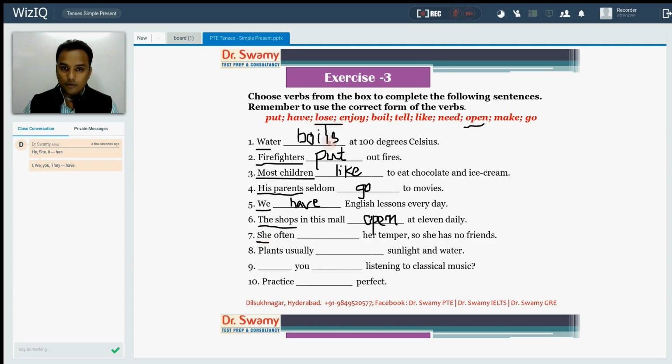So this is what we need to use, lose. But the thing is, here because the subject is she, you have to add es to the verb, that is loses. Plants. Plants usually, what is that? Usually need sunlight and water.